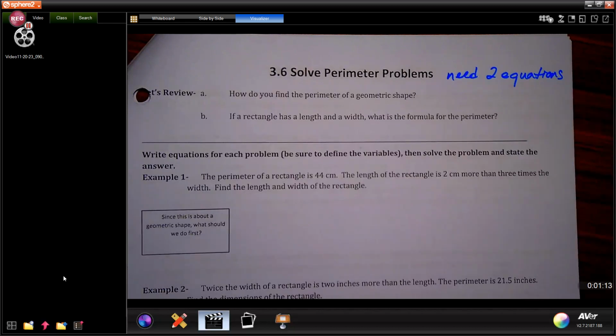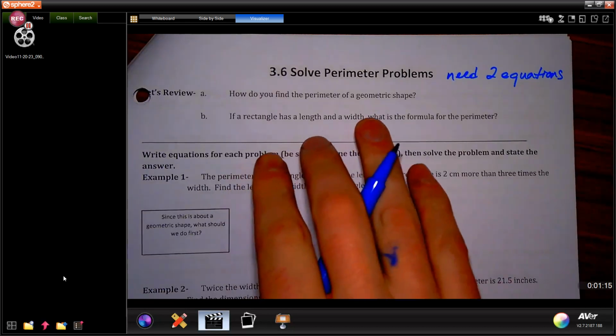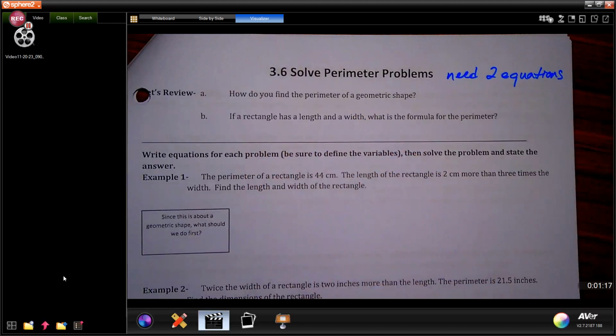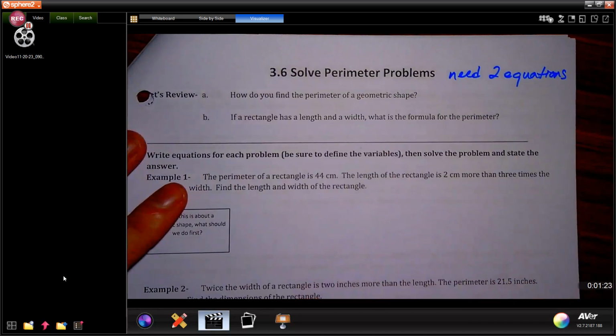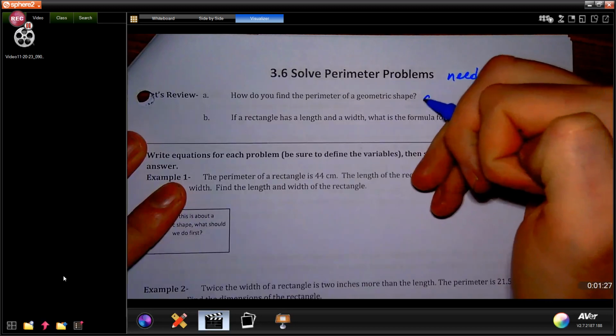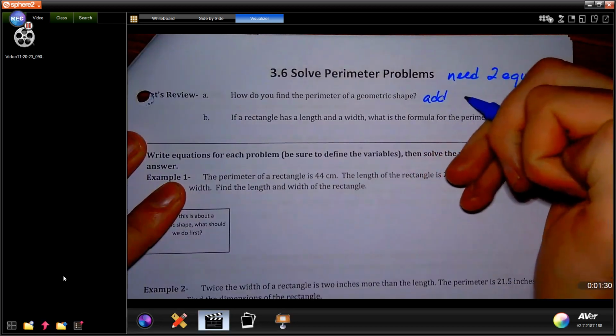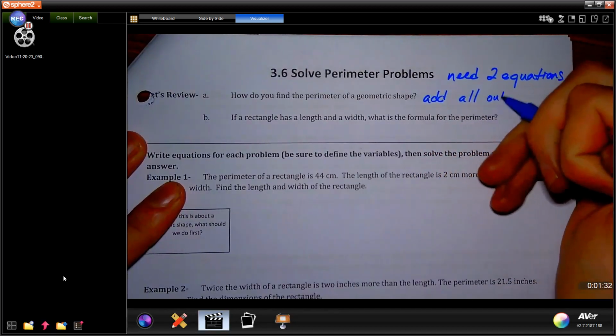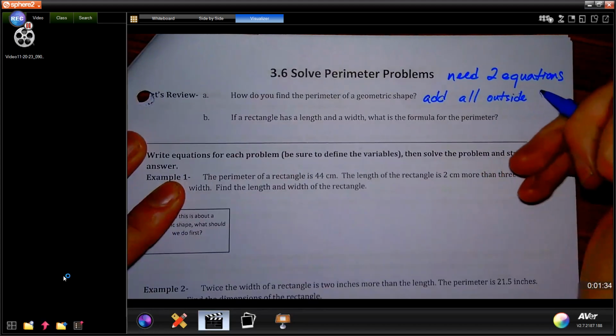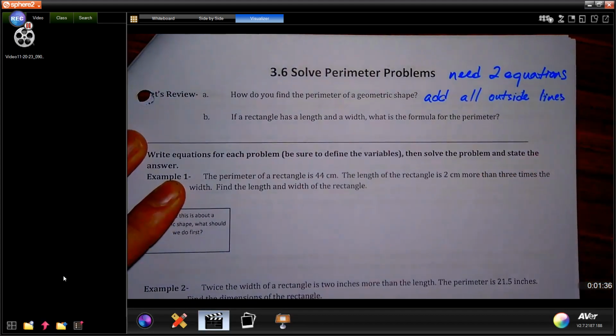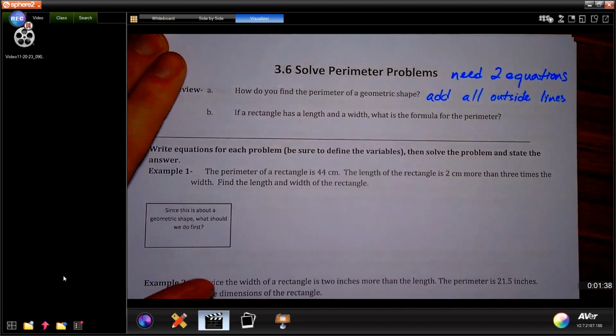First, we need to understand how to find the perimeter of a geometric shape, and what it means to have a rectangle in terms of perimeter. What is the formula for it? So, how do you find the perimeter of a geometric shape? It's adding all the outside lines.